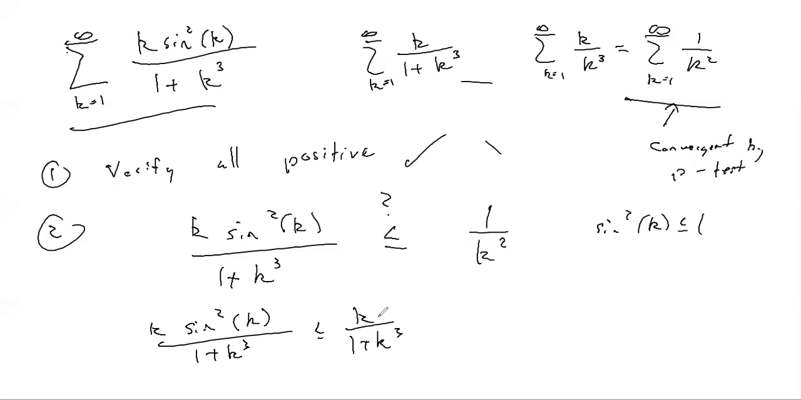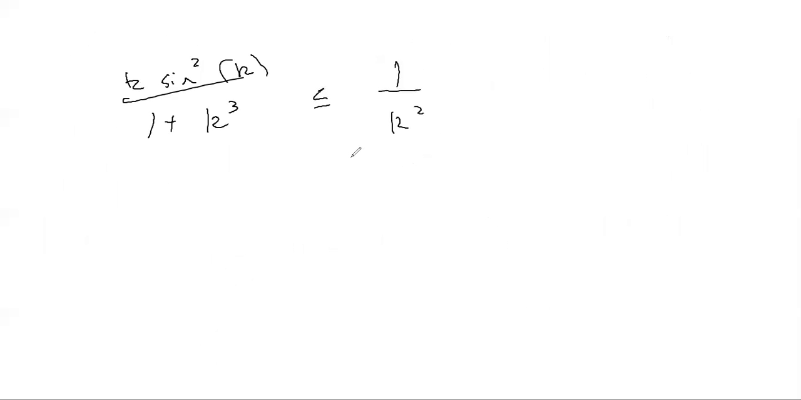And now, how do these two relate? Well, I'll add this step in here, k over k cubed. I'm dividing by a larger number over here, so this should be less than or equal to k over k cubed. And then this is equal to 1 over k squared. Okay. So to conclude my inequality, I have k sine squared k over 1 plus k cubed is less than or equal to 1 over k squared. Okay. So my inequality is going the right direction.